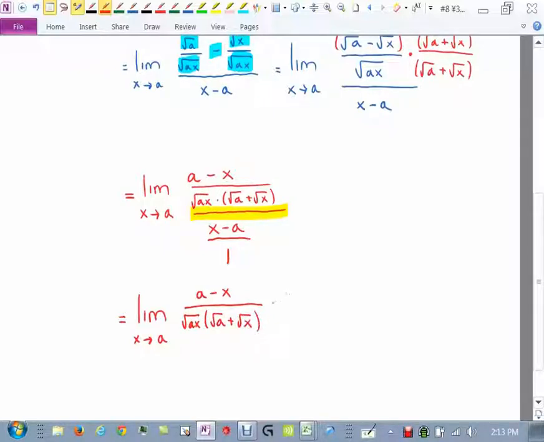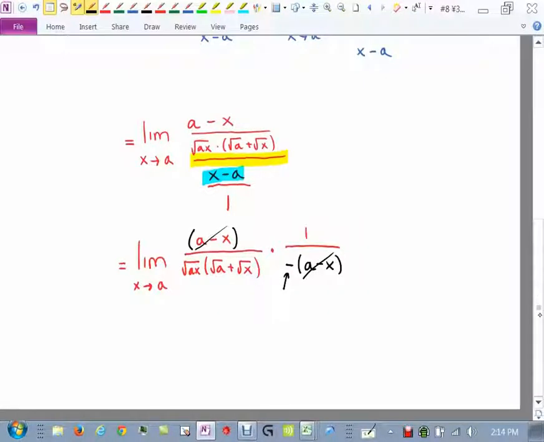It's 1 over. And then instead of writing x minus a, I'm going to factor out a negative 1, and make it instead a minus x. And now, hopefully you see that these two are the same and they cancel. But we still have that negative there, so we have to keep count of that.